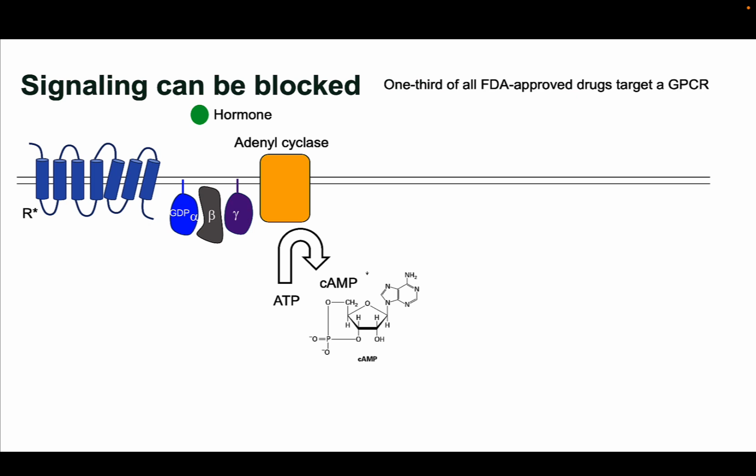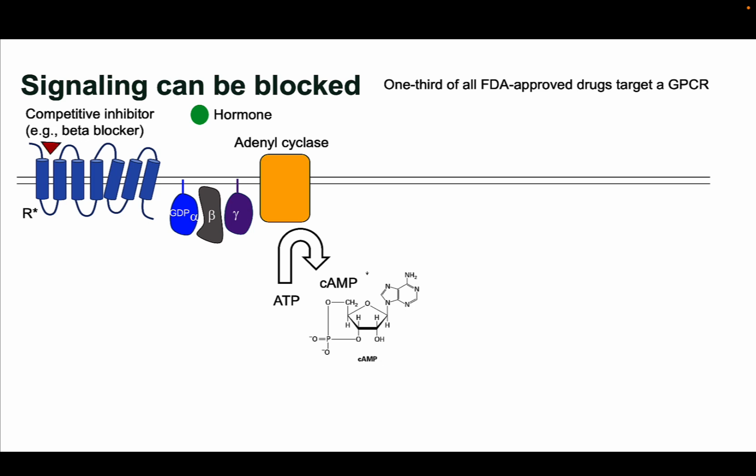Signaling can also be actively blocked. And this is one of the reasons we talk about G protein coupled receptors, because one third of all FDA approved drugs target a G protein coupled receptor. So it's a pretty pharmaceutically important pathway to know about.